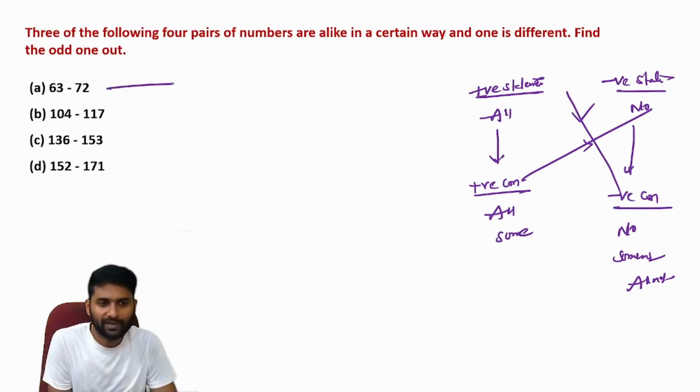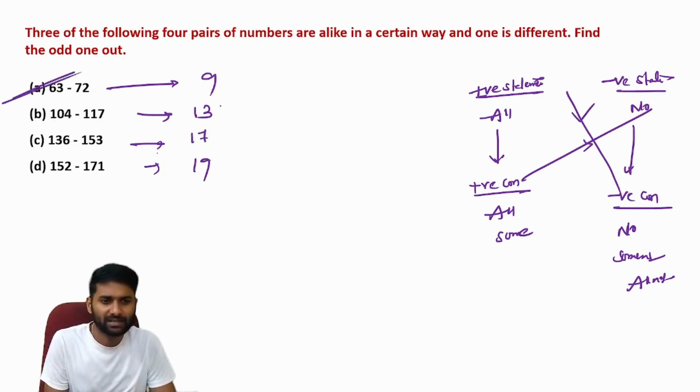Let me tell you one more method. Find the difference. Difference is 9. Difference between these two numbers is exactly 30. Difference between both the numbers is 70. Difference between both the numbers is 90.